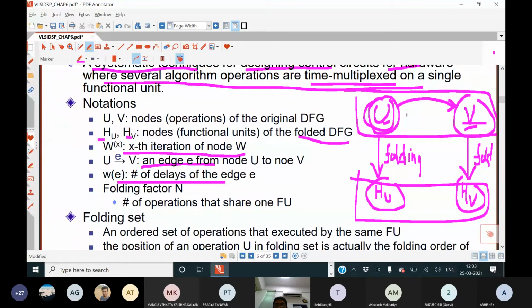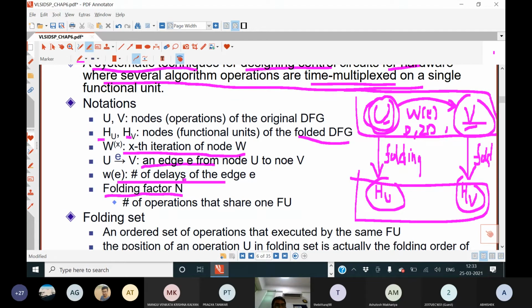WE is a delay, so of course this is having some weight. This edge, what we are defining, is having some weight. Weight we always define in terms of the number of delay elements. So this could be D, this could be 2D, this could be 3D, like that. So the number of delay elements, and the folding factor is being defined by N.